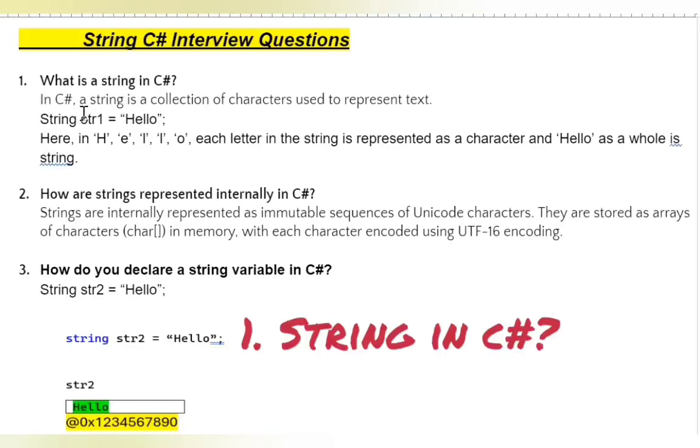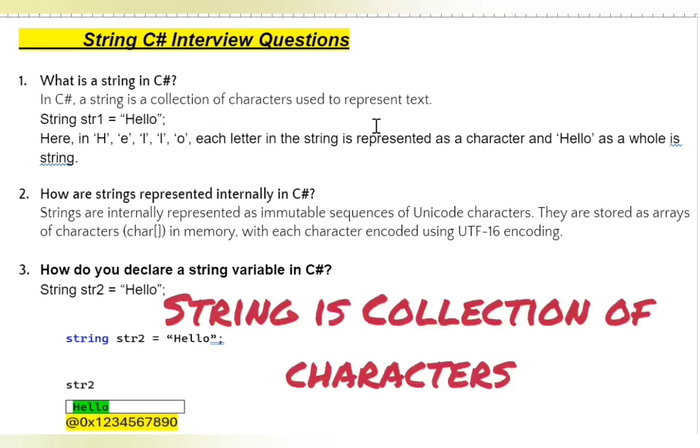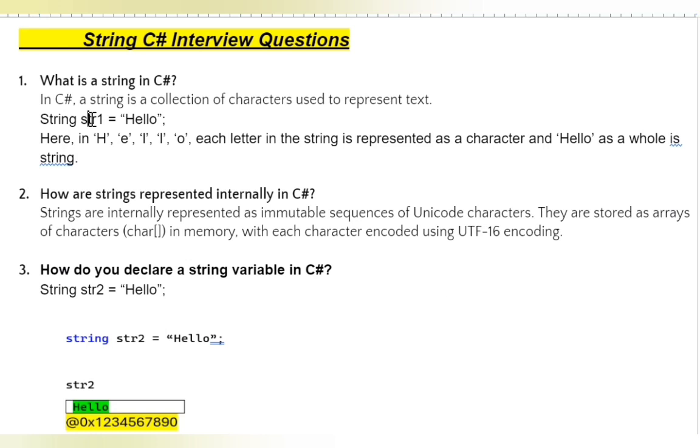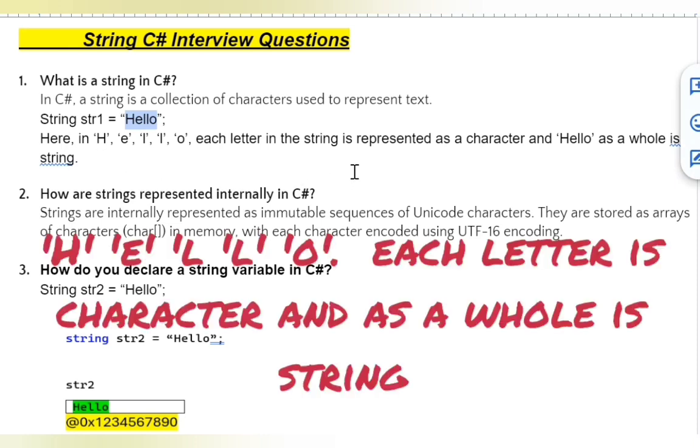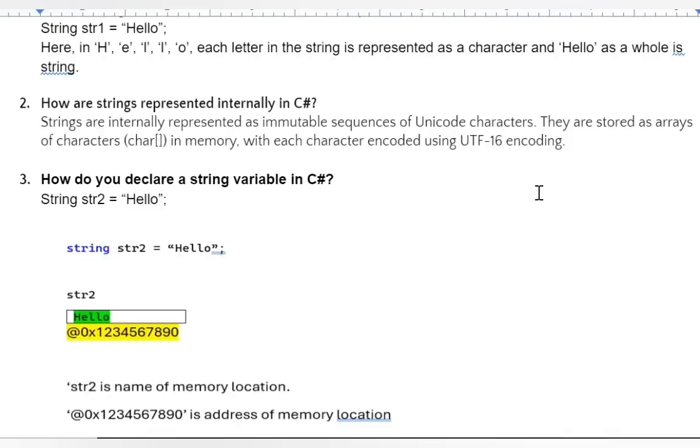So in C Sharp, a string is basically a collection of characters used to represent text. So let's see the example. I have declared a variable str1 of type string and assigned a value hello. So here each letter, that is H-E-L-L-O, is represented as a character, okay, and hello as a whole is represented as a string. So now let's move to the second question.